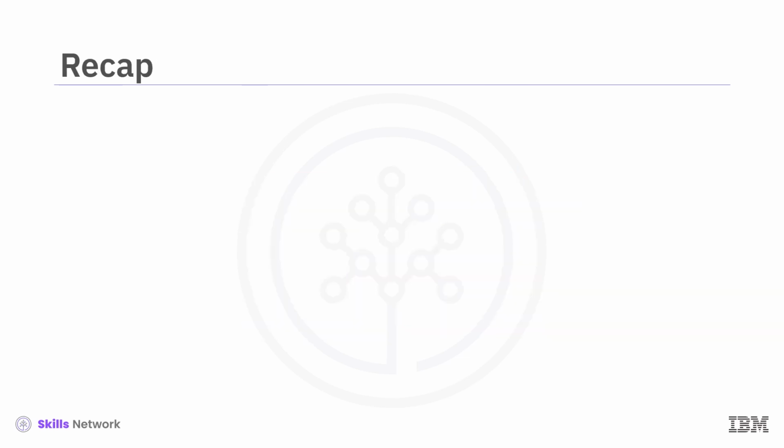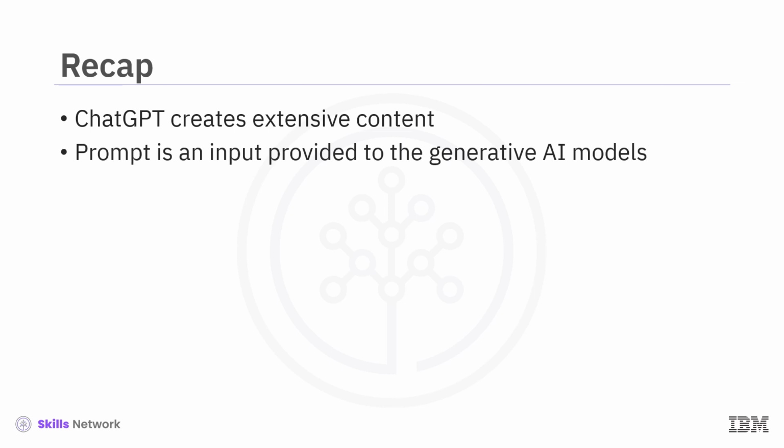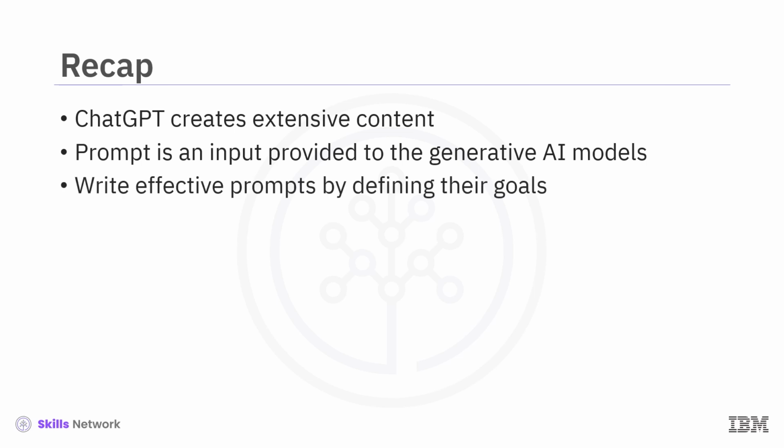In this video, you've learned how to use ChatGPT for creating content. ChatGPT creates extensive content by inserting clear, contextual, and accurate prompts. The prompt is an input provided to the generative AI model to collect information, derive inferences, and provide logical responses. You can write effective prompts by defining the goal and understanding your requirements from ChatGPT to generate output.